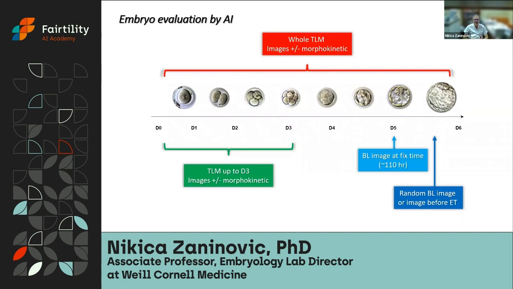But let's say, what if you don't have time-lapse? What do you do if you have just standard incubators, where you're looking at the embryos once a day? Well, there are different ways of doing it. You can look at a single image, mostly of the blastocyst, at a fixed time, let's say 110 hours, which is the morning of day 5, or you can look at random images or images just before the transfer. So there are some algorithms that are using these kinds of systems. So these AIs can also be used on single images. Of course, if you have a time-lapse, then you can use the whole sequence of the time-lapse to look at either the images or even add morphokinetics to it.